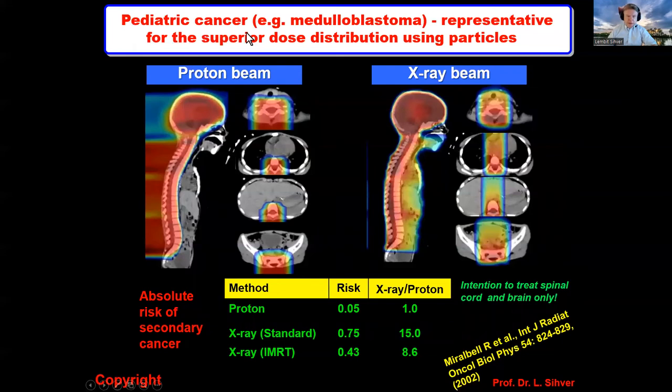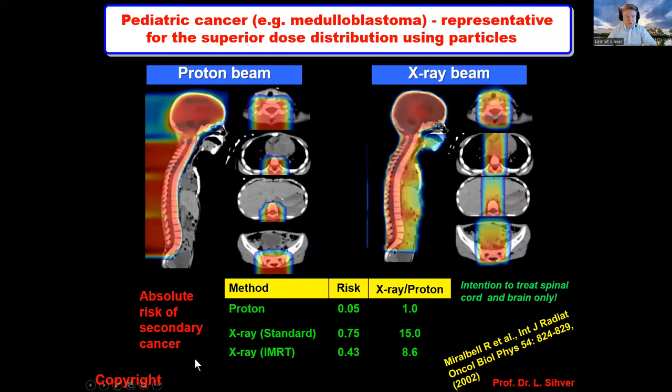Let's look at medulloblastoma, which is representative of the superior dose distribution using particles. When you treat medulloblastoma, the intention is to treat only the spinal cord and the brain. And we can see here that when you use an X-ray beam, you get quite a lot of dose to the healthy tissue, not only the spinal cord and the brain. With the proton beam, you get much better dose localization on the spinal cord and the brain.